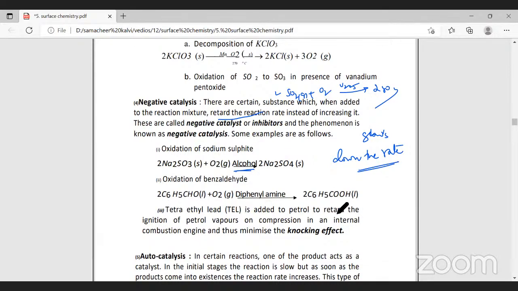Benzaldehyde is oxidized to benzoic acid in the presence of diphenylamine. Tetraethyl lead is added to petrol to retard the ignition of petrol vapors on compression in an internal combustion engine, and thus minimize the knocking effect. We will be learning about the knocking effect in your engineering classes.